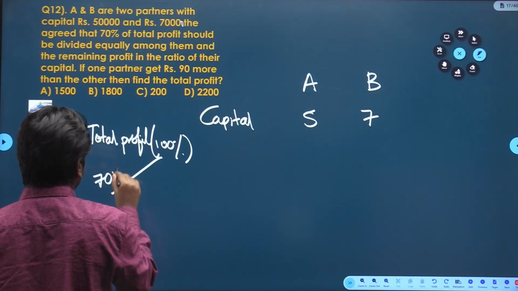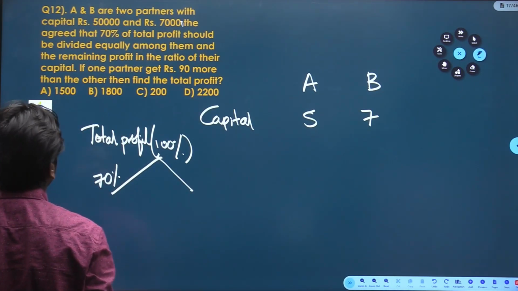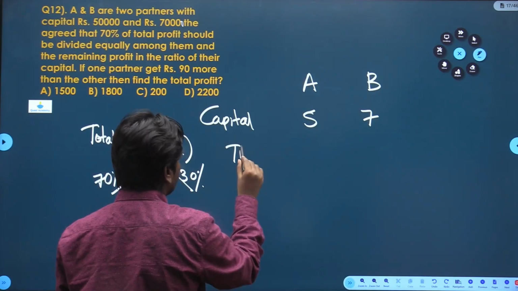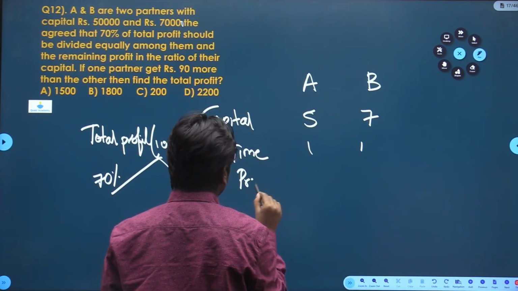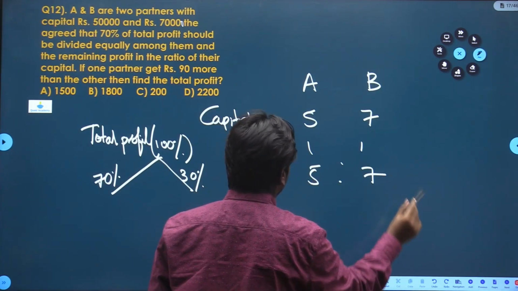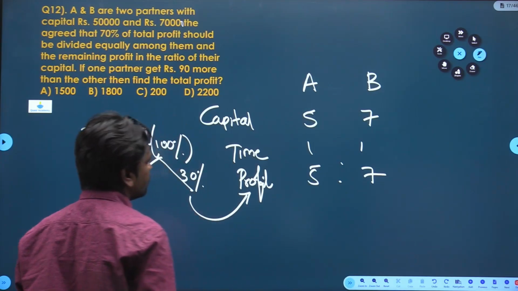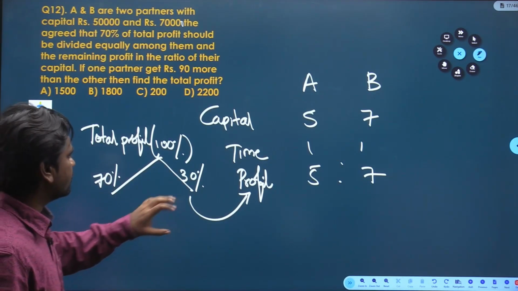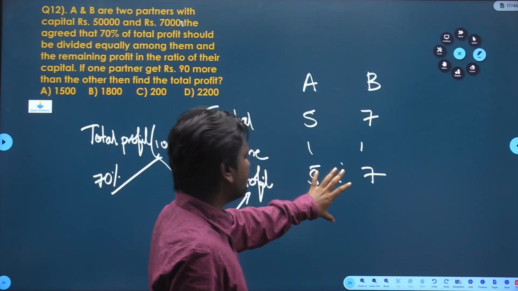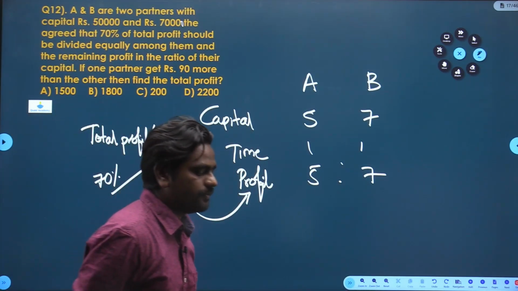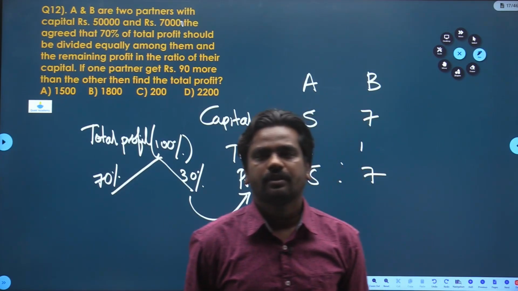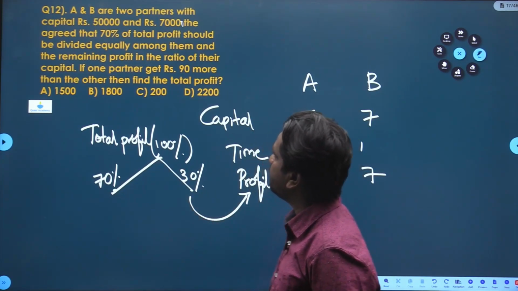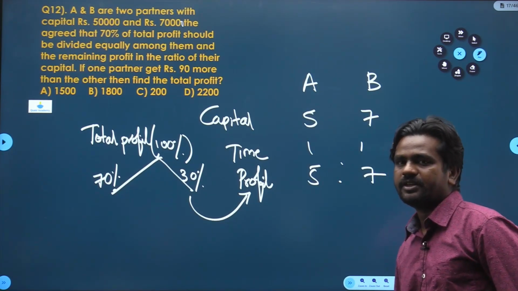So 70% should be divided equally, and 30% should be shared according to their capital ratio, 5:7. The 30% of the profit will be shared by them based on their respective capital ratio, but 70% will be divided equally.